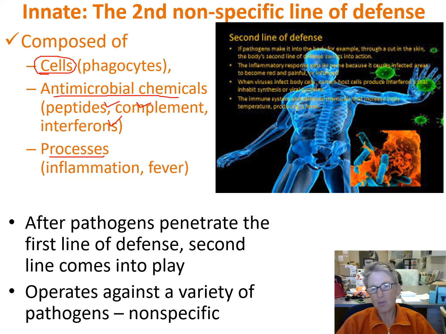So after the pathogen gets through the first line of defense, then the second line of defense will come to the rescue. The cells and the chemicals and the processes in the second line operate against a variety of pathogens. So that's why they call this the non-specific immune system.